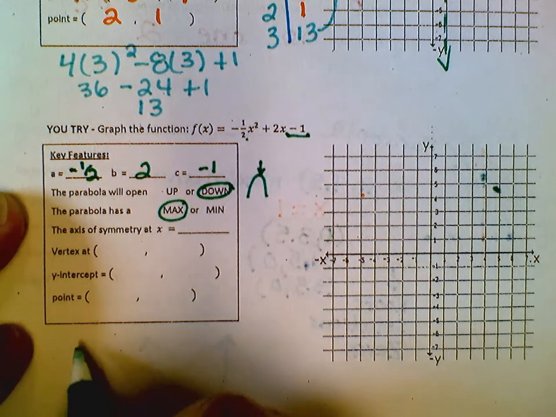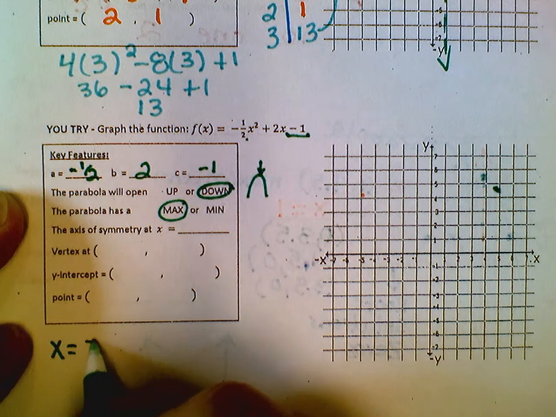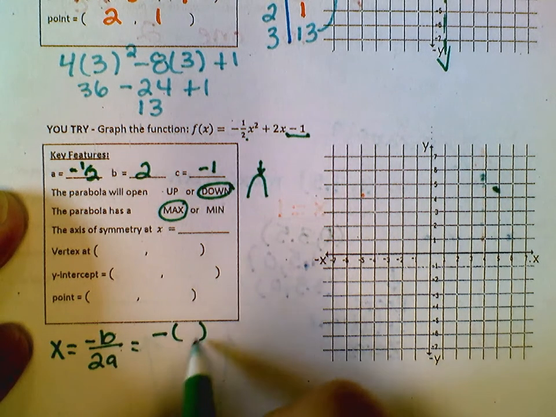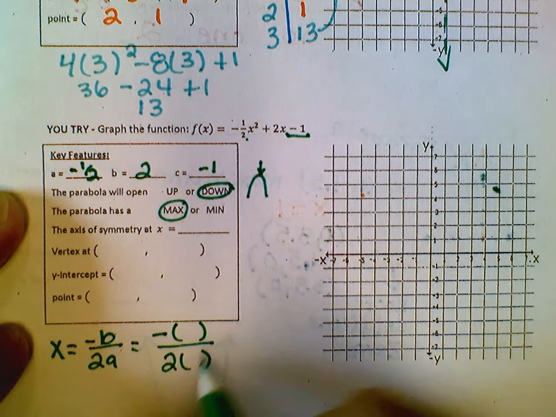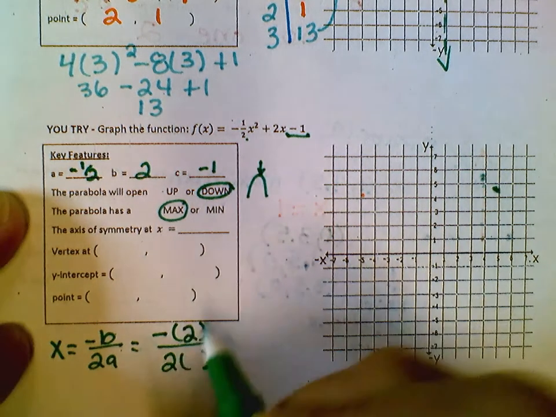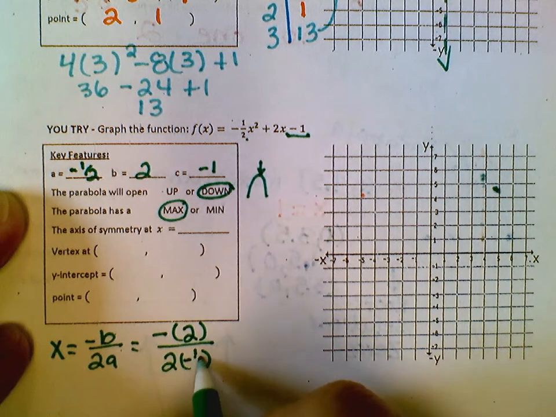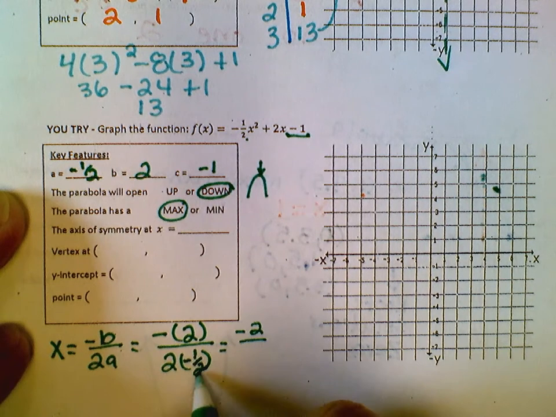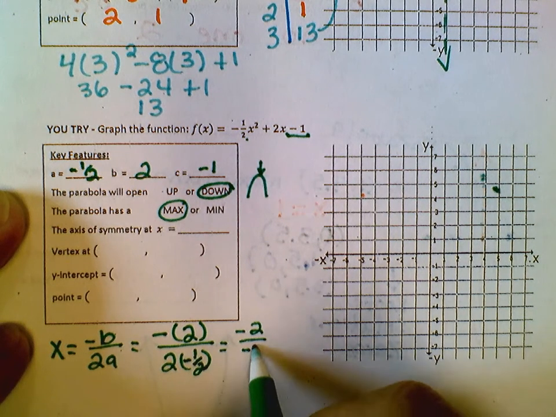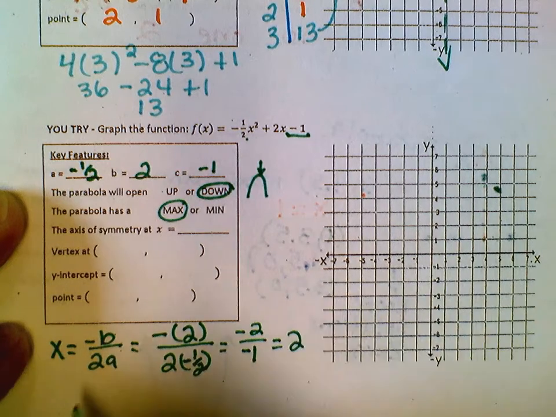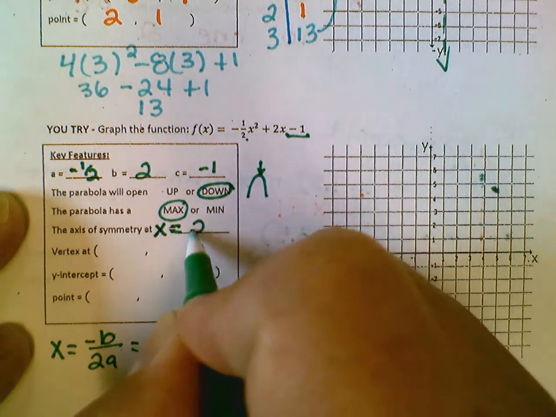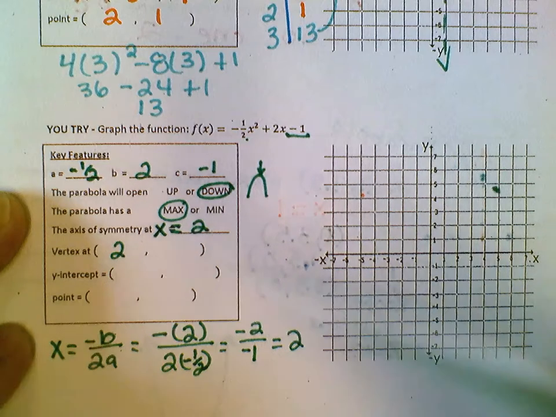To find my axis of symmetry, I have my formula, negative b over 2 times a. My b is 2. My a is negative 1/2. So I have negative 2 over negative 1. Half of 2 is 1, and that's negative, so I get 2. So my axis of symmetry is x equals 2, which means my vertex x-value is 2.